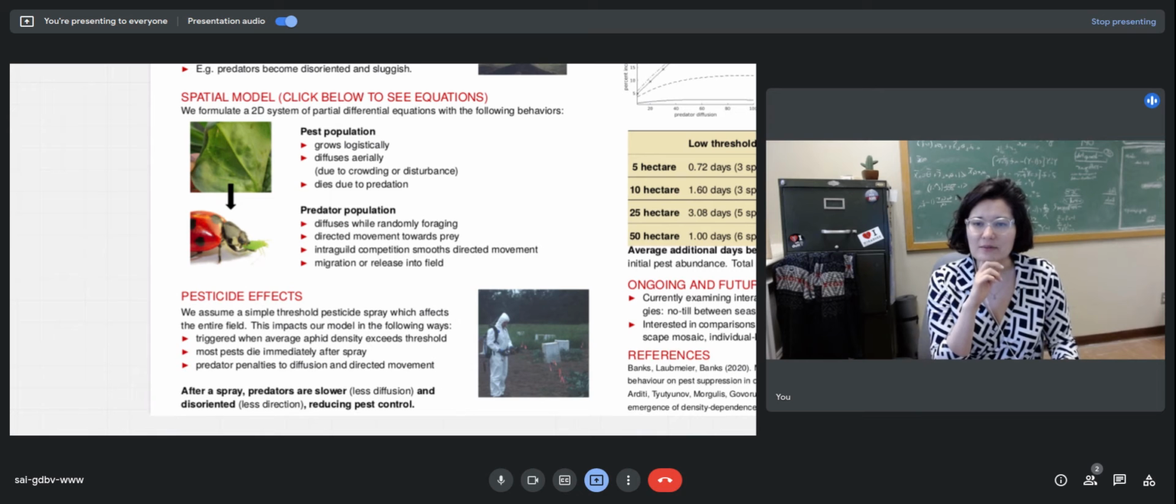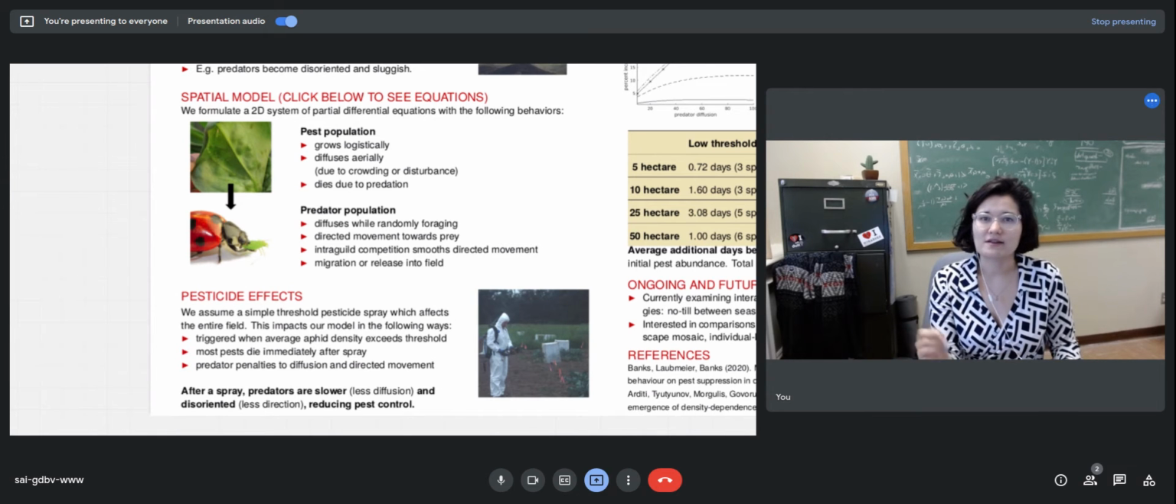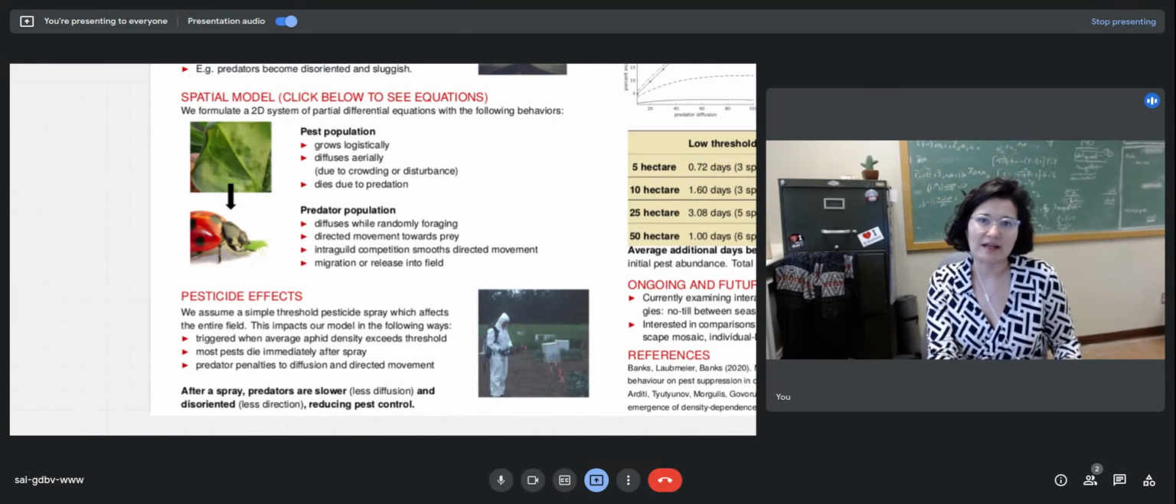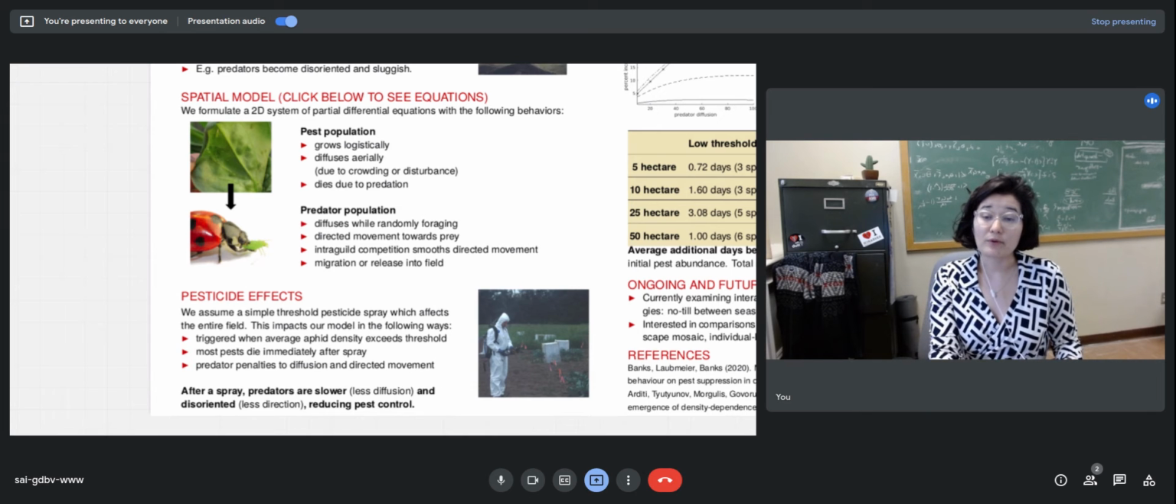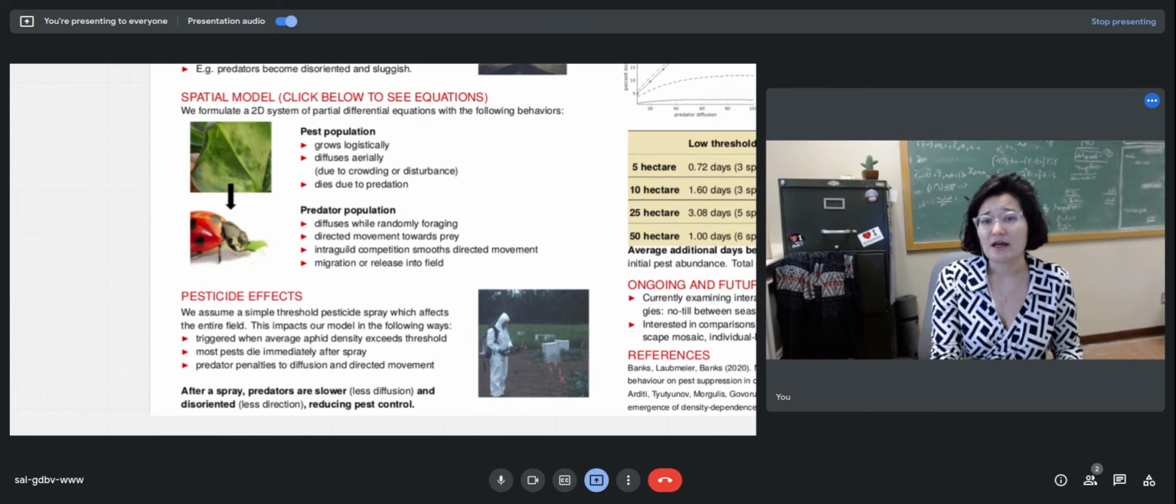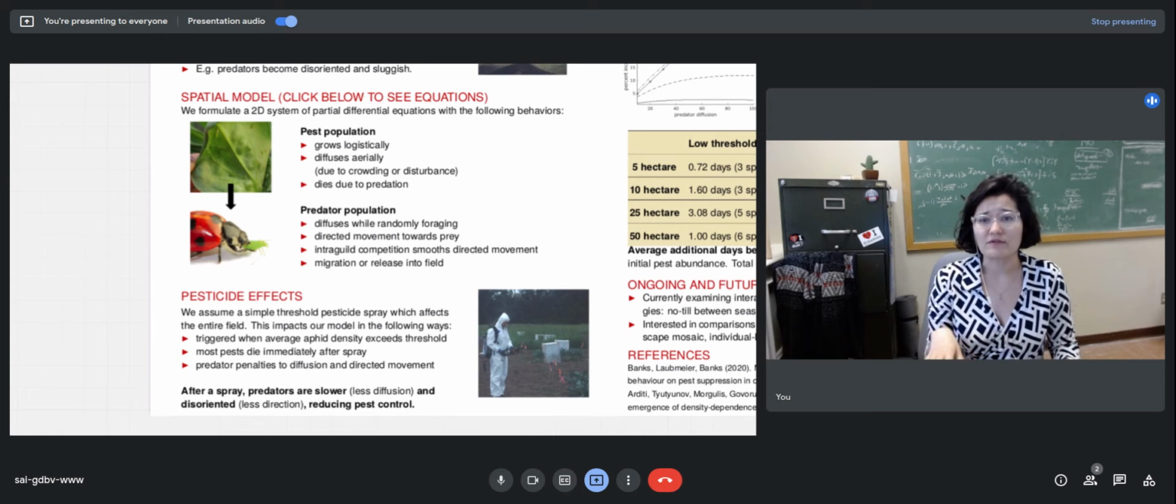And then the only loss to the pest population is due to predation by the predators. The predators don't grow within a single season, but what they're going to do is diffuse randomly through the field while foraging.